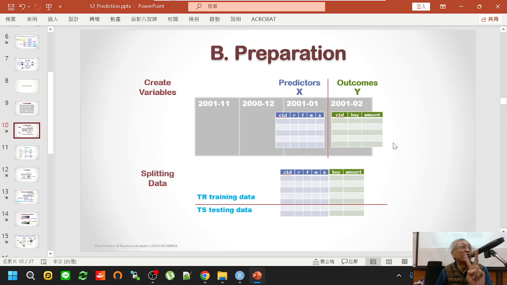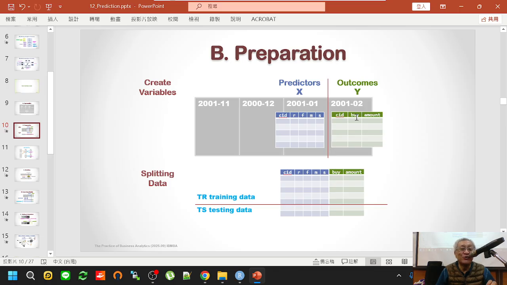We have 2 Y variables, right? Buy is a binary variable indicating whether this customer buys or does not buy in February, okay? And amount is the numeric variable that measures the amount that this customer buys in February, okay?